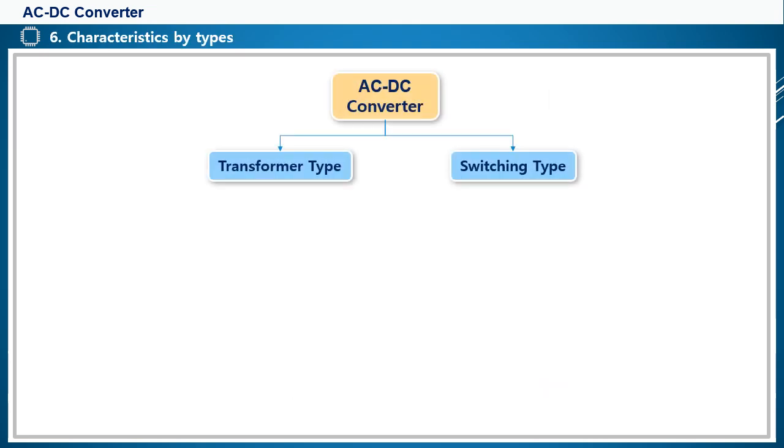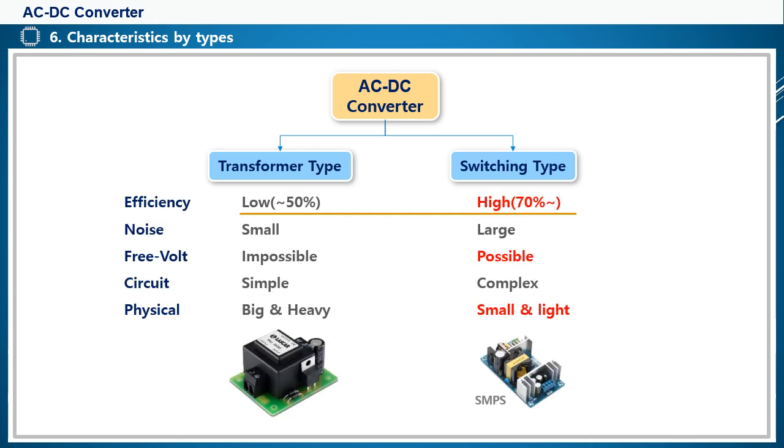Let's look at the advantages and disadvantages of each type of AC-DC converter. The efficiency of the transformer type is low at less than 50% due to the loss of the transformer itself, while the efficiency of the switching type is high at over 70%. The noise of the transformer type is small because it simply steps down the 50 or 60 Hz alternating current and smooths it, while the noise of the switching type is large because it switches at a high frequency of 100 kHz or more.